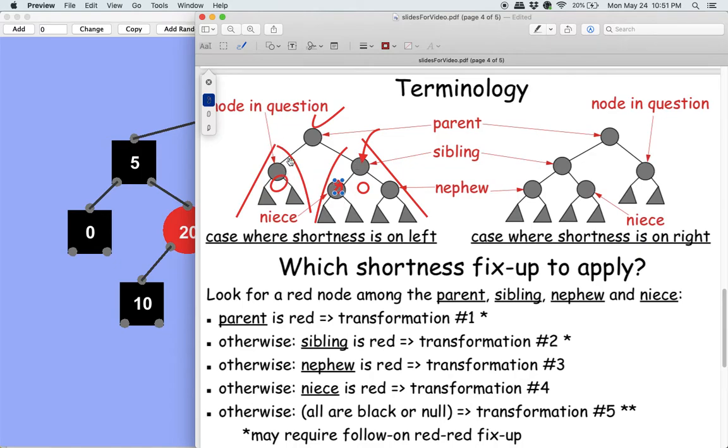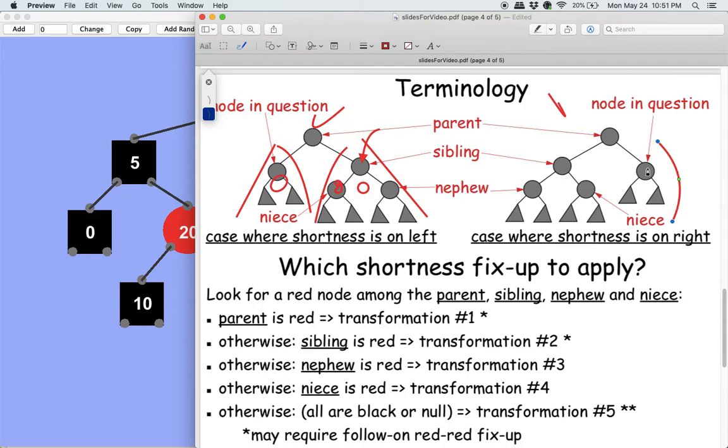So if the shortness is on the left, we'd have parent, sibling, niece, nephew. Here is the flip side. Here the shortness is on the right, the mirror image. And here we would have parent, sibling, nephew, niece. Okay, so these are the 4 important nodes. And so what we're going to do is we're going to have a shortness coming up here, and we're going to determine what transformation to do.